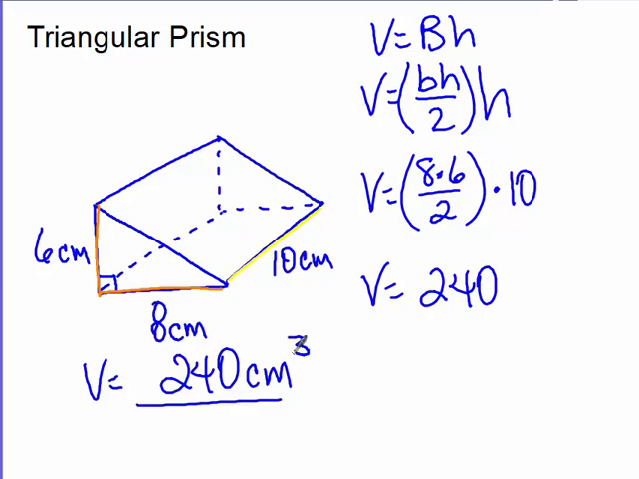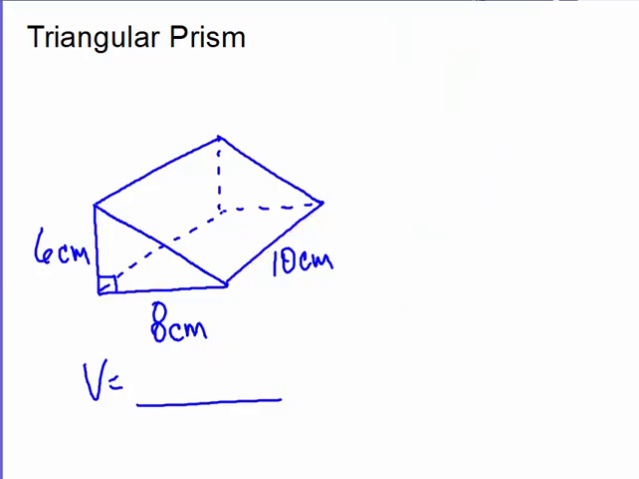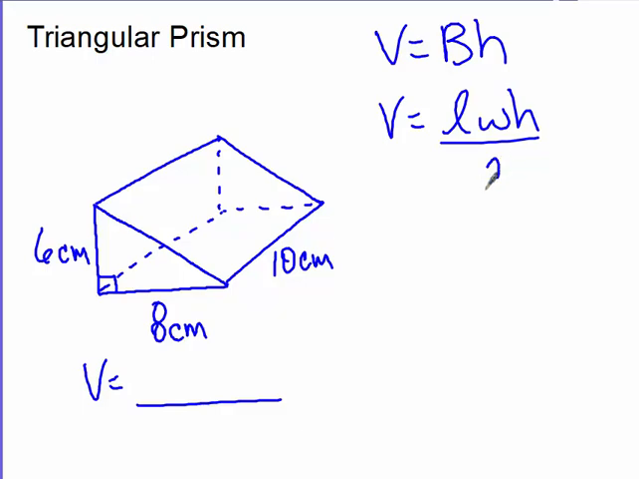Now I would like to go back and look at this one more time using the alternate formula. We could still do area of the base times the height, but since this triangular prism really is just half of a rectangular prism, we could do length times width times height divided by 2. If you look closely at it, we could actually draw out the rectangle that the triangular prism is half of. So there is the other half of that triangular prism.